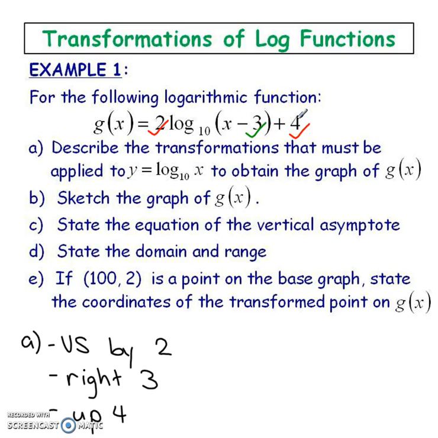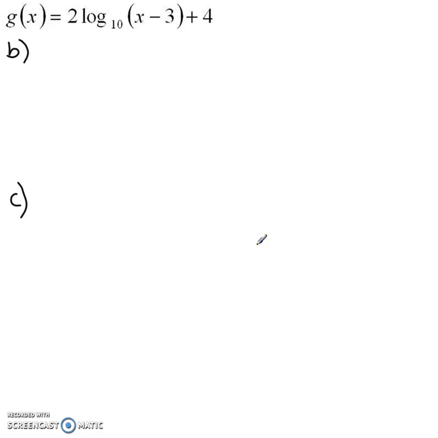That's simple stuff. Now, on a separate slide, I'm just going to show you the next couple of questions. So B is asking you to graph it. Then you're going to state the vertical asymptote. In fact, we actually need to do this before we graph. And then we'll talk about the domain and range. So I'll do all three of those things on the same slide.